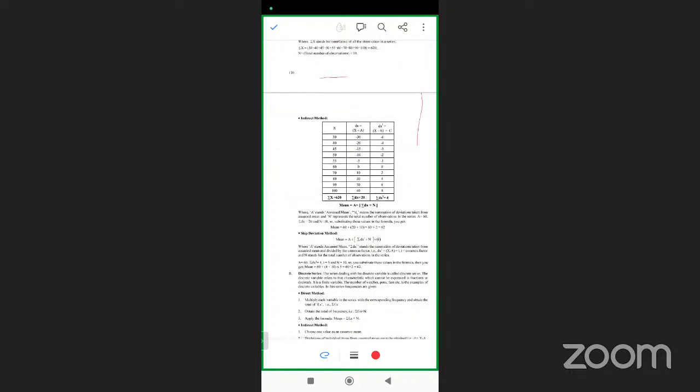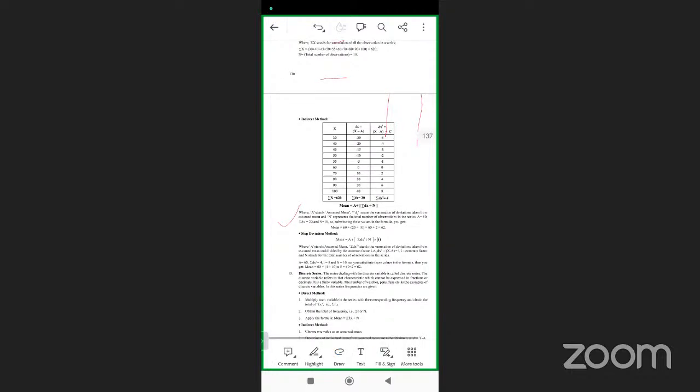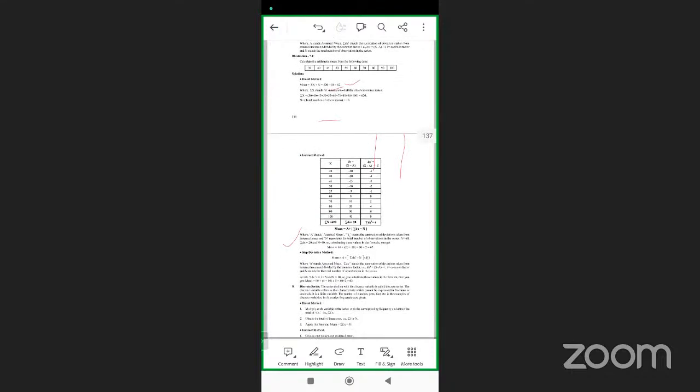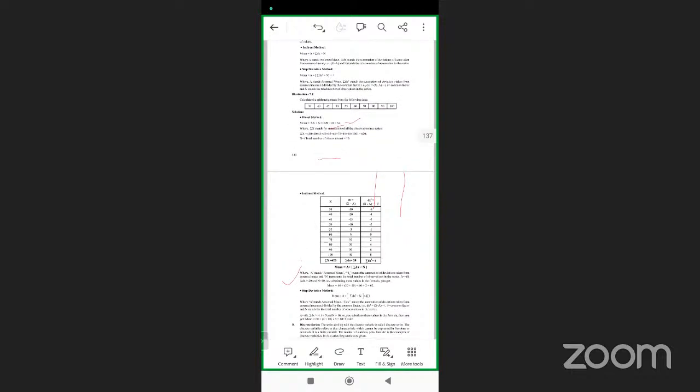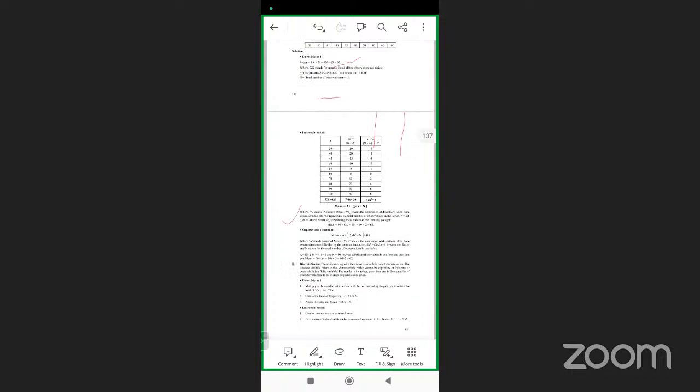Now when you are taking the indirect method, see this paragraph, where A stands for assumed mean, Σdx means the summation of the deviations taken from the assumed mean, and n represents the total number of deviations. Series A is equal to 60, that we have taken here. And then after that, we are calculating sum of x, that means the summation of all, 620. How much it is deviated? dx is equal to x minus the mean, 60.